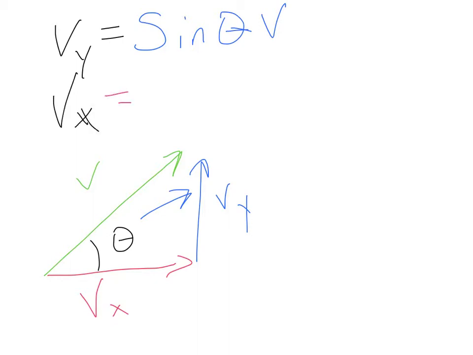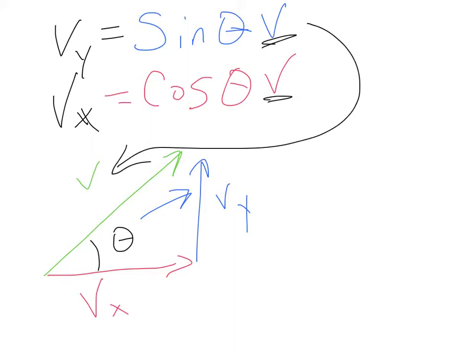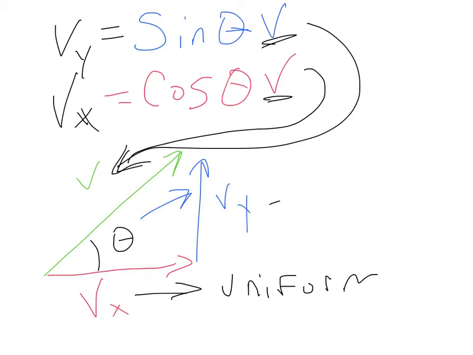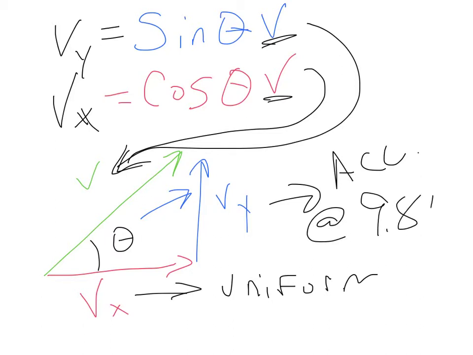Our x component is the adjacent side, so we're going to use cosine theta v, where v in both of these is our initial velocity. Keeping in mind, of course, our x component is uniform and our y component is accelerating. At what rate? That's right, 9.81 meters per second squared. Delightful. But what happens after that, you might ask? I'll tell you.